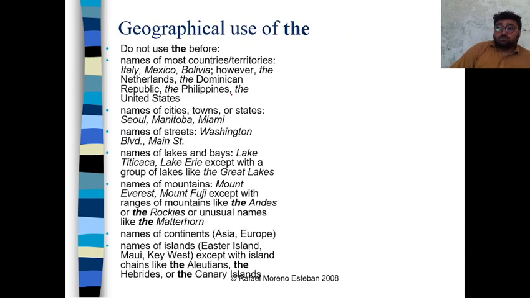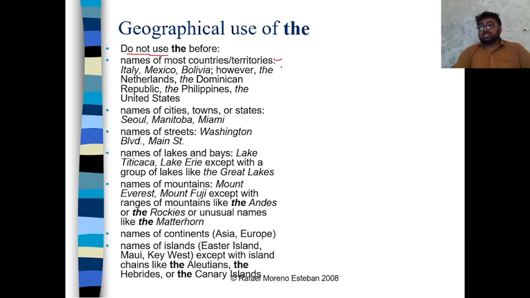Geographical use of the. Now the can be used geographically, but you will have to know where to use it. Names of most countries and territories like Italy, Mexico, Bolivia take no article, but the Netherlands, the Dominican Republic, the Philippines, the United States come with the.